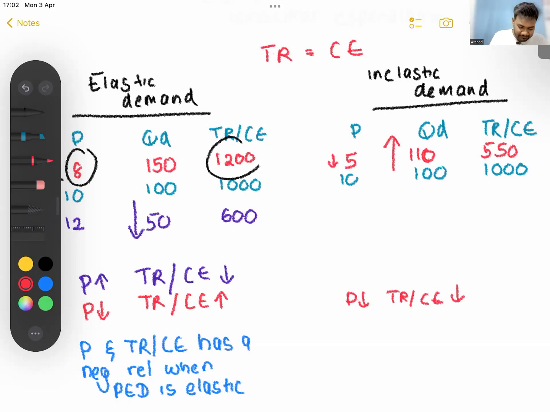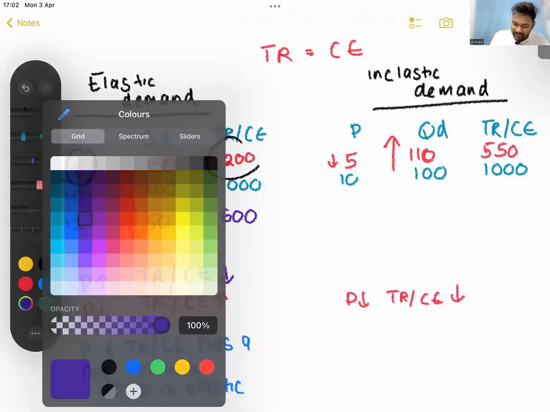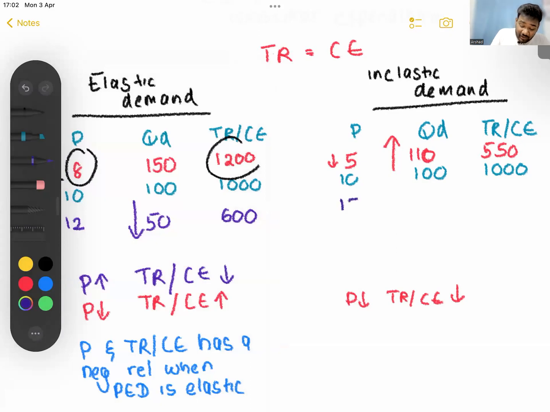Let's do the opposite. Let's say the other way. Let's say price went from 10 to 15. Can you give me a number for QD? One thing, if the price increases, QD has to go down. And inelastic demand means QD goes down a little, guys. Don't give me a number more than 100.